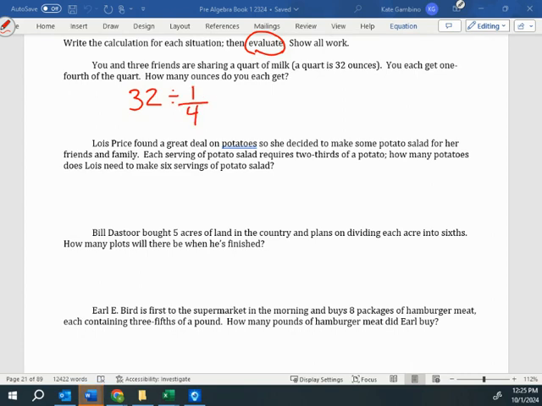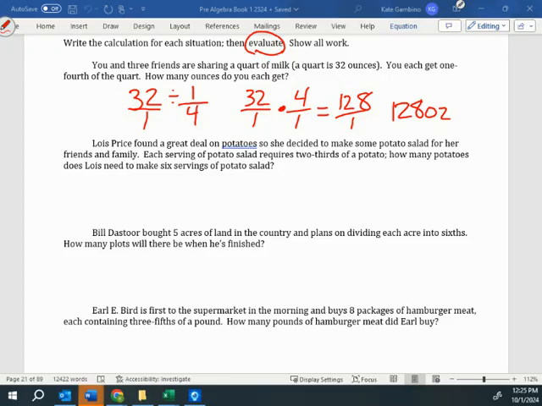So, if I say 32 divided by 1/4, what am I going to get for my answer? I know if I have a whole number, how do I make that into a fraction? Christina? Yeah, I put it over a 1. So if it's divided by 1/4, okay, so 32 over 1, I want to flip it to multiplying. So that would be 4 over 1. Multiply across, 32 times 4 is 128. Okay, so my answer is 128 ounces.